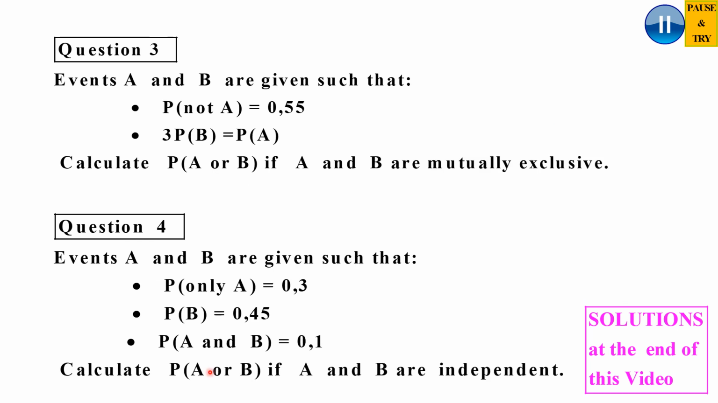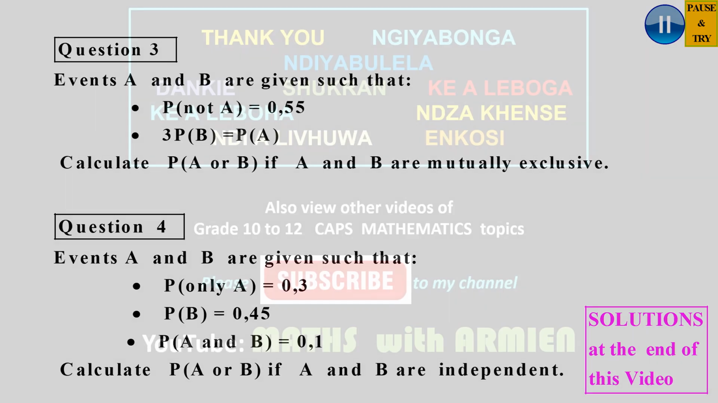Now, in question number 3, you'll have to determine the probability of A or B, but here it's given that A and B are mutually exclusive. In question 4, you have to determine the probability of A or B, but in this case, A and B are independent events. The solutions of these two questions you'll find at the end of the video.